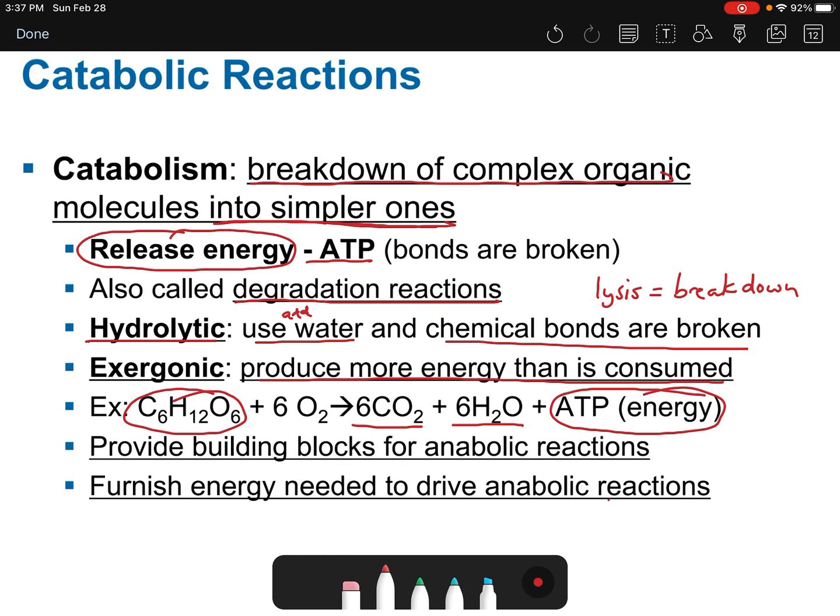But these simpler molecules are the building blocks for anabolic reactions, okay? It also, catabolism provides the energy needed for the anabolic reactions. And so we really do couple these reactions together. Catabolic reactions help anabolic reactions.